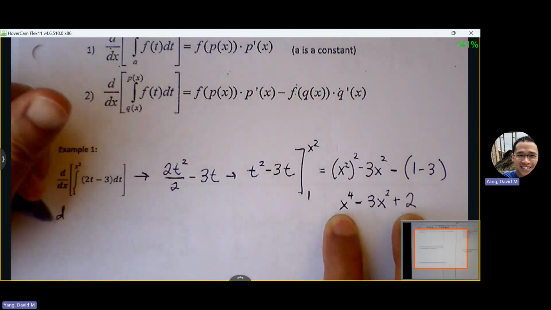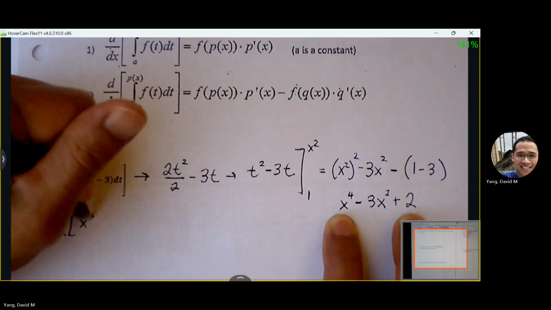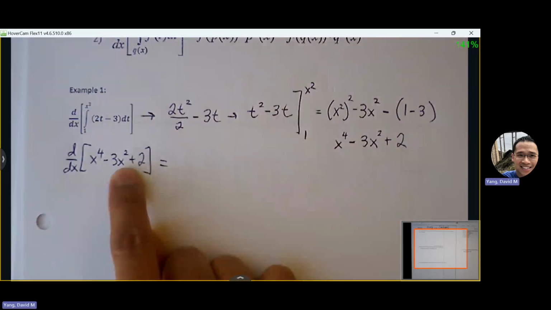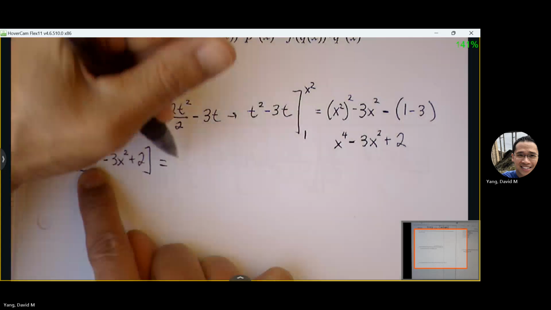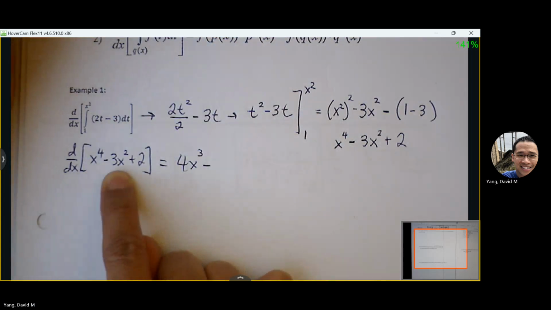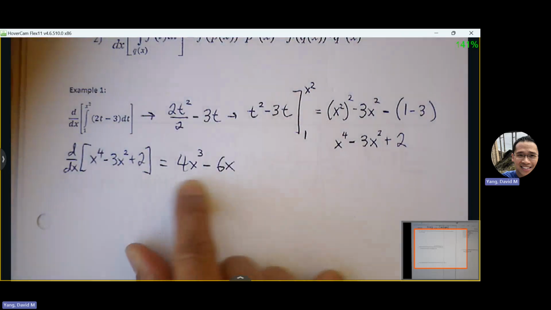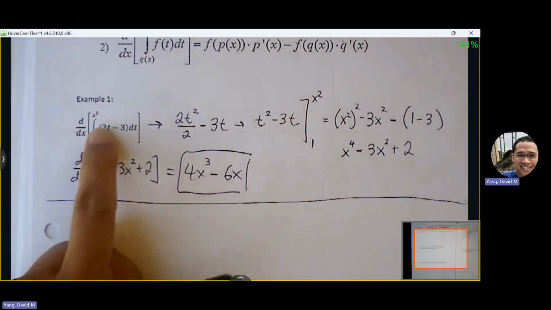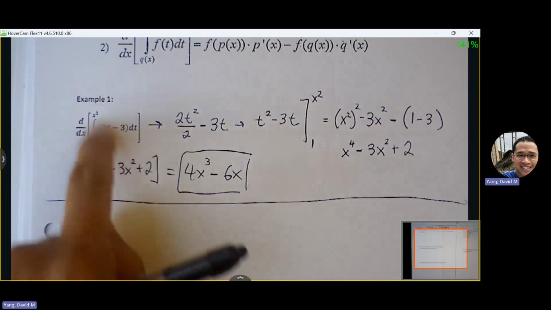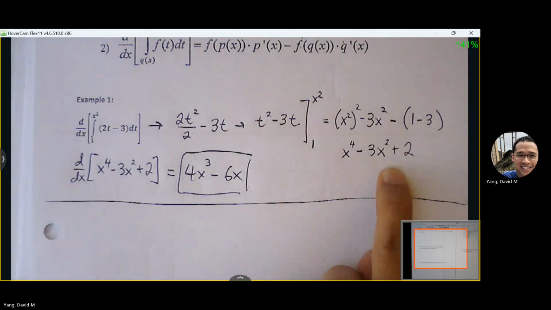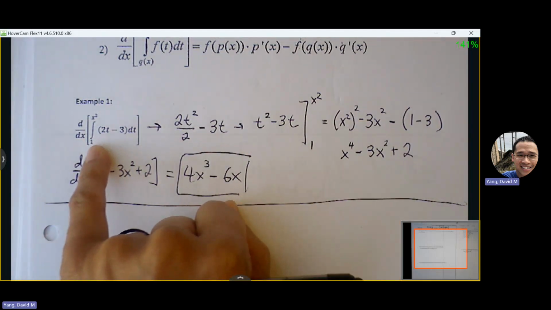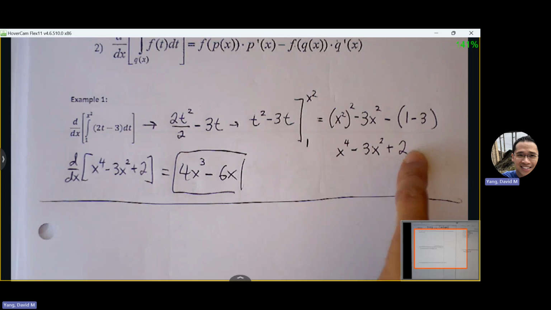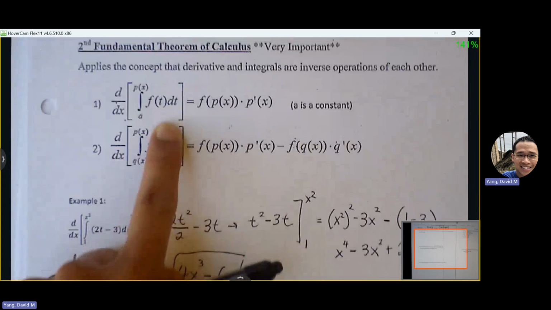So we're going to turn around and take the derivative of this. X to the fourth becomes 4x cubed, minus 6x, and then 0. Okay, so this is the result. Now, look how your variable changed, right? Your t became x because the upper bound did its job of plugging in. But then what did the 1 produce? It produced a constant. What's going to happen with that constant? It goes away. So the second theorem is taking that into account.